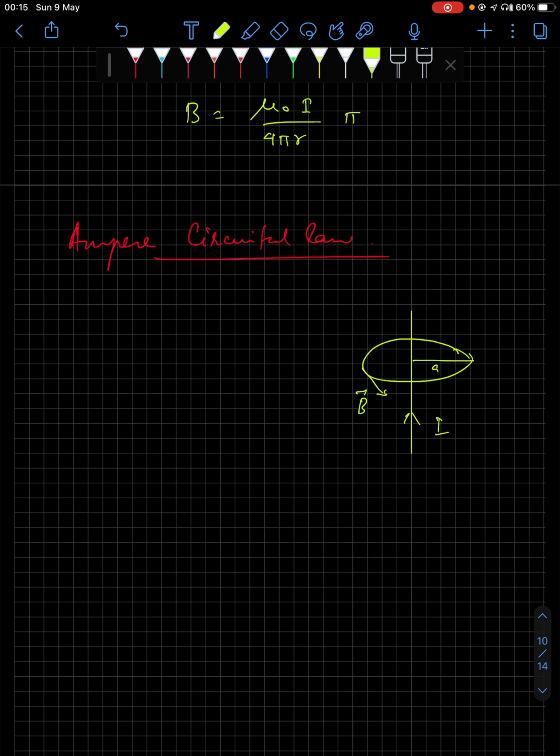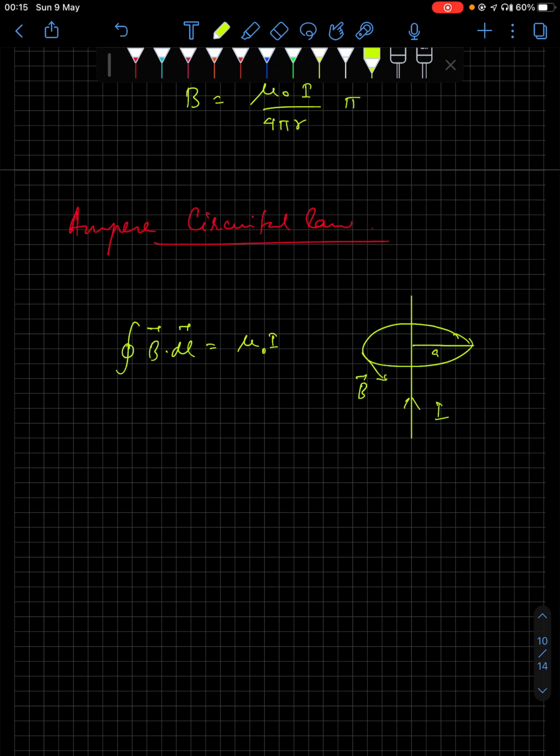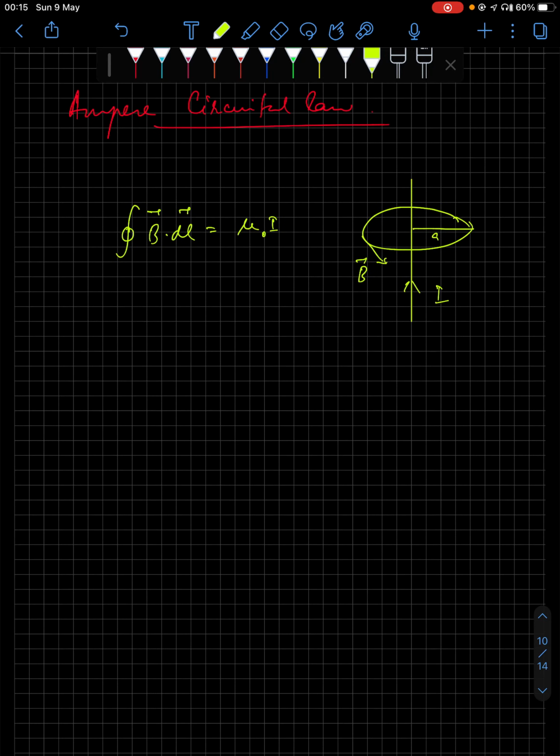Say it has radius A. The line integral of B dot dl is equal to mu naught times the current enclosed by the loop or by the closed path. So this is your Ampere circuit law. The first situation that we'll talk about is at a point P1 outside the wire. We'll apply Ampere circuit law.